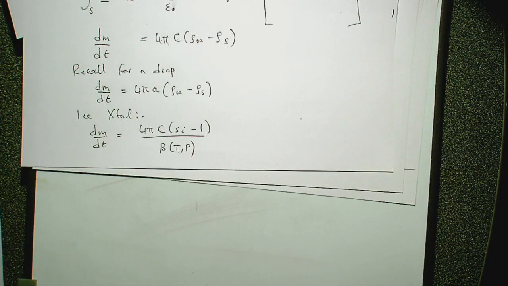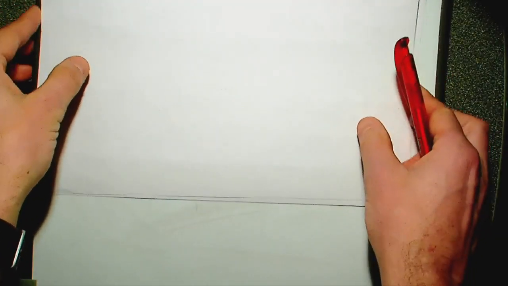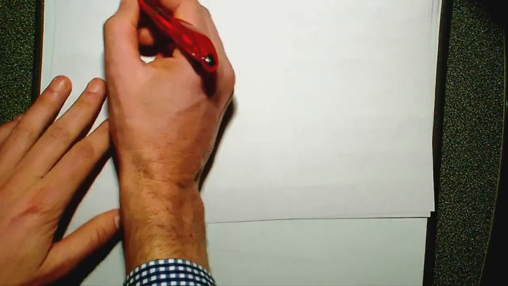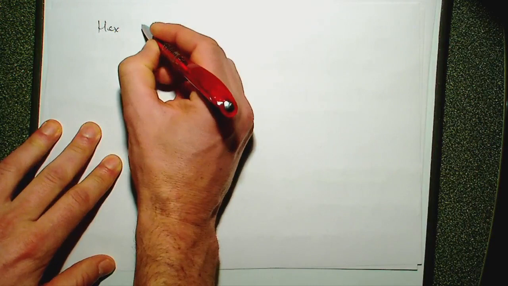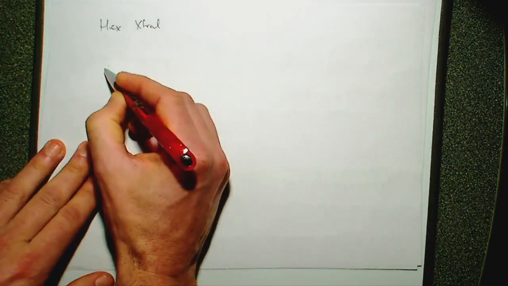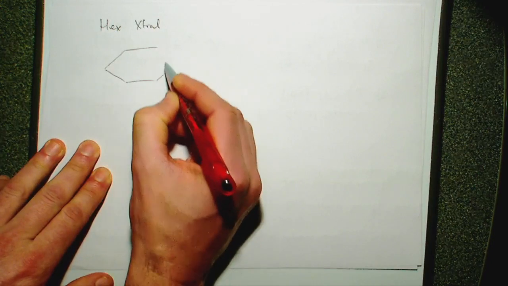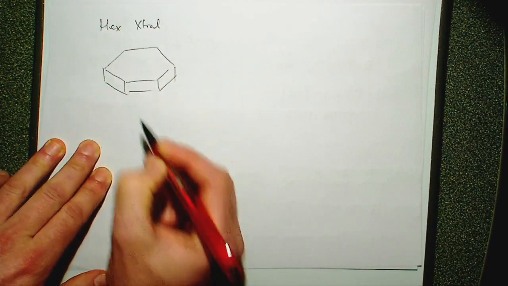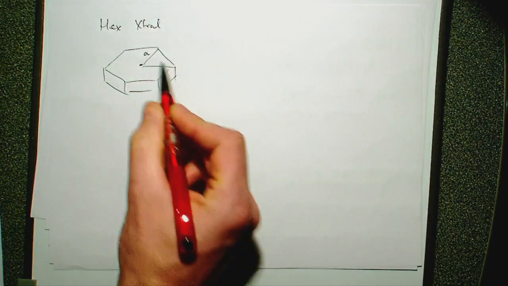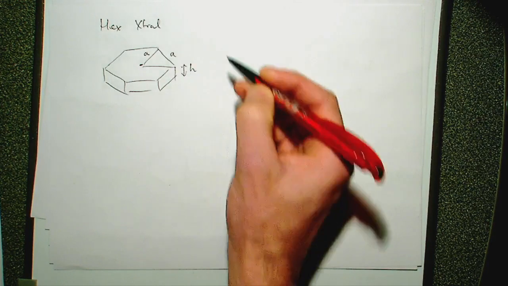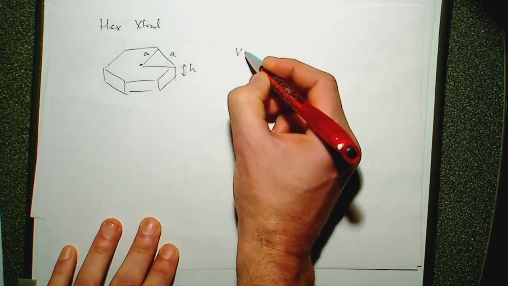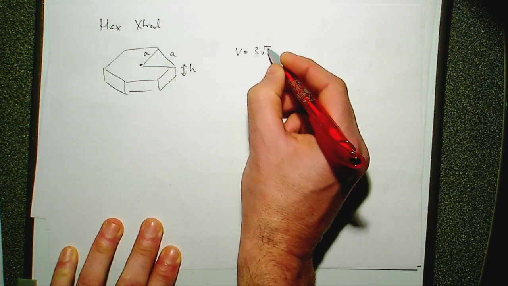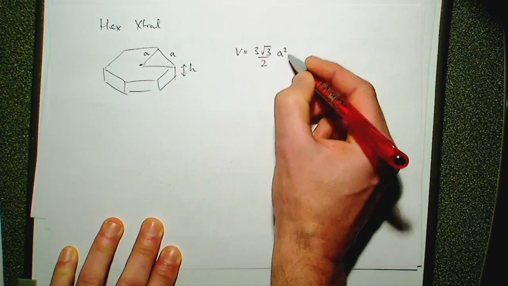So I'm going to go through an example now. We're going to consider a hexagonal prism, hex crystal, looks like this. This dimension is A, the dimension of an equilateral triangle. One side of the hexagon is A, and the depth of the hexagon is H. So the volume of this crystal is the area of a hexagon, 3 root 3 over 2, A squared, times the depth, which is H.